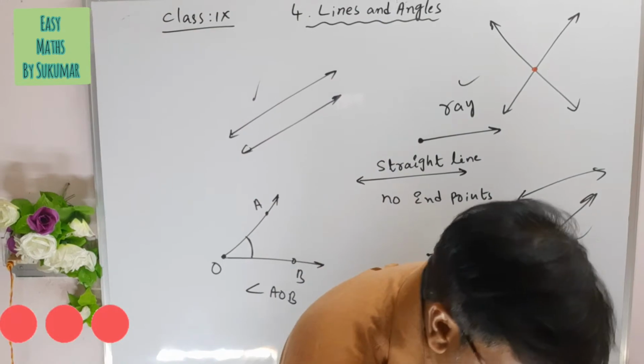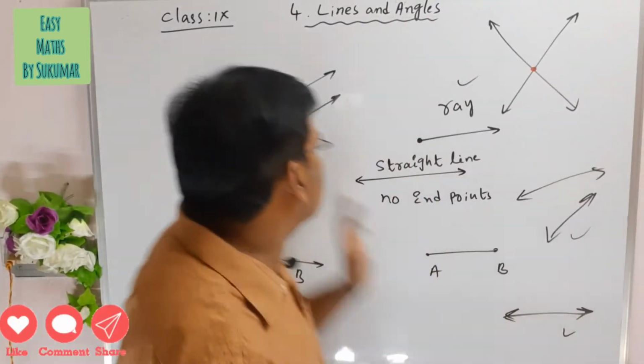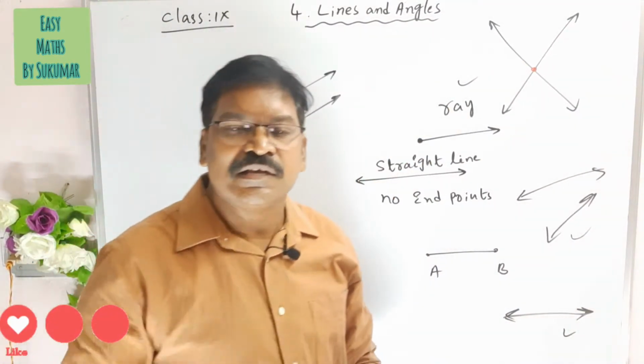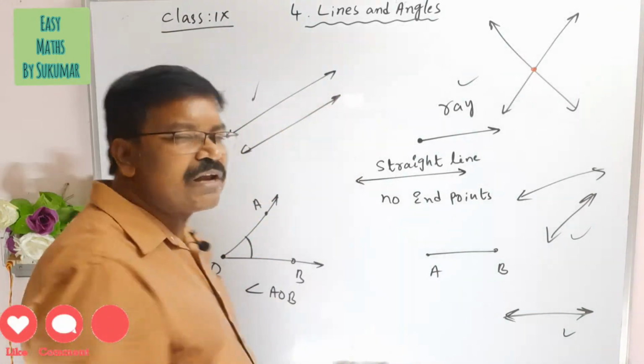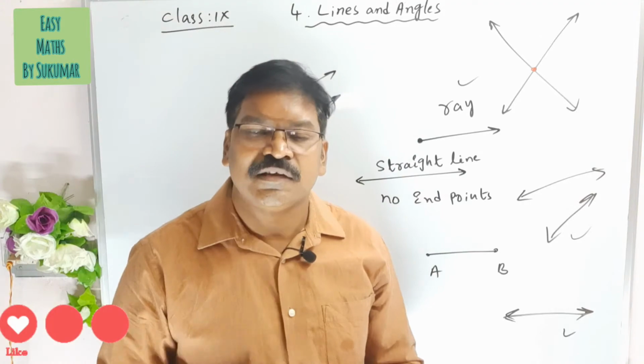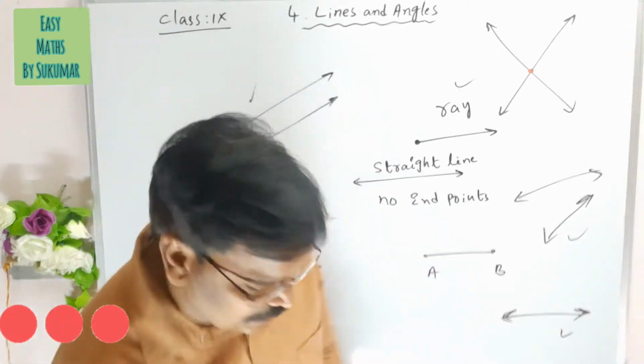Okay, so I hope you understand intersecting lines and non-intersecting lines. Intersecting lines have only one common point, but non-intersecting lines have no common point. They are called simply parallel lines.